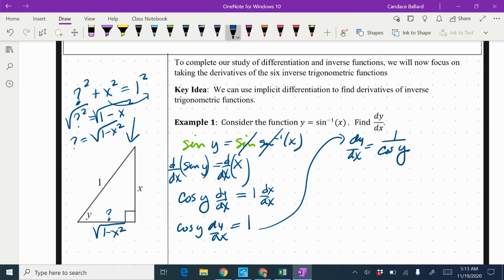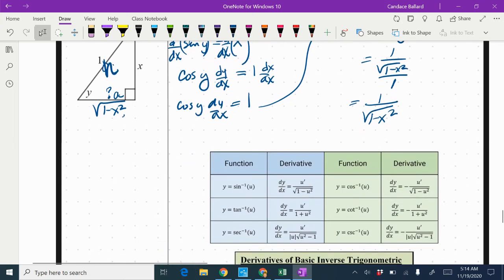And then in order to put this back in terms of x, I'm going to come over to my triangle, because the triangle shows the relationships between sine, cosine, and tangent. So the cosine is going to be the adjacent over the, sorry, I said opposite. I meant to say hypotenuse. It's the adjacent over the hypotenuse. My adjacent is square root of 1 minus x squared. Hypotenuse is 1. I really don't need that 1 in the denominator. So you'll see that my derivative is 1 over the square root of 1 minus x squared.